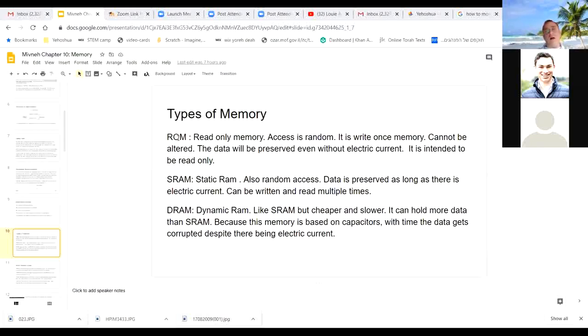Okay, ROM, read-only memory, access is random, it is written once. It is write once memory. That means you write it and that's it. You can't change it. Let me go to a bigger view. Did I talk about ROM last time?